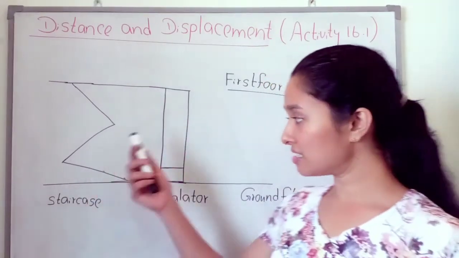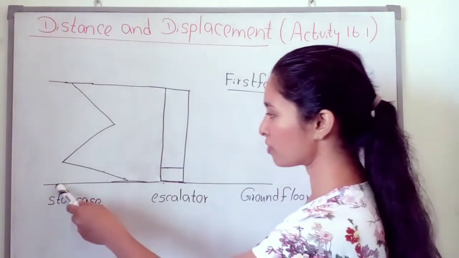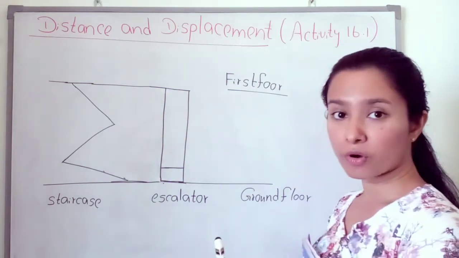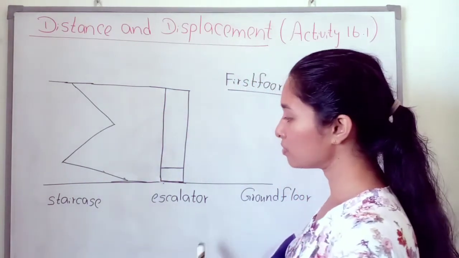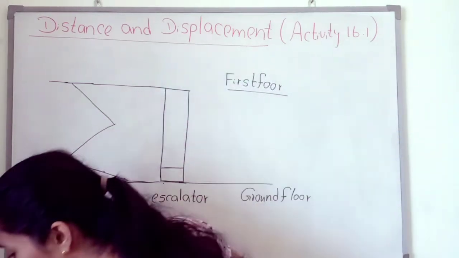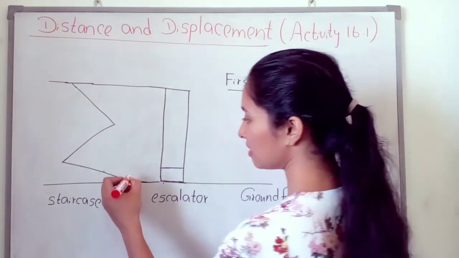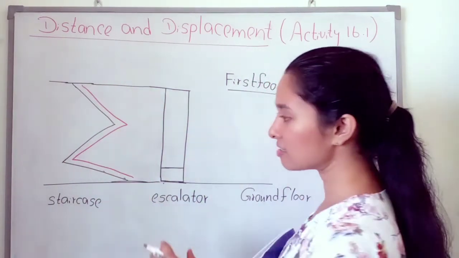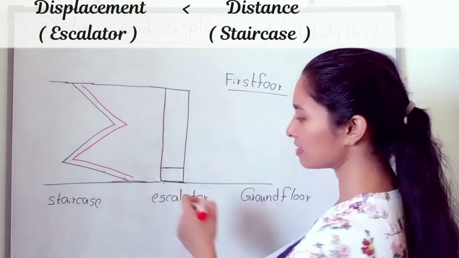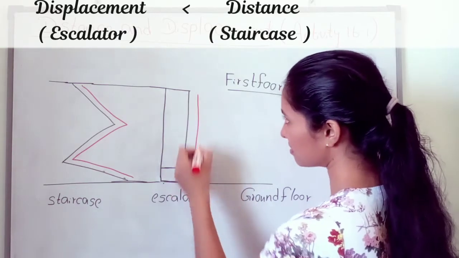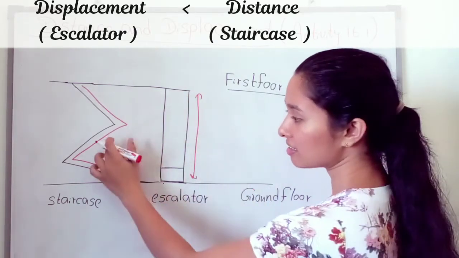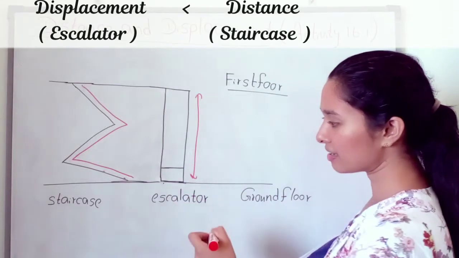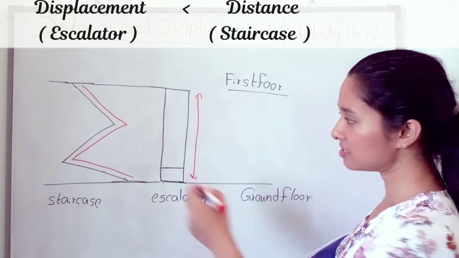Okay, think about this one. This is a building, this is the ground floor of the building and this is the first floor. To go to the first floor from the ground floor, we can use a staircase and we can also use an escalator. So here you can clearly see that the distance when we are using the staircase is longer than with the escalator. Escalator, this is the distance. So this distance is shorter than when we are using the staircase. So this is the shorter distance. And here the escalator is moving along a straight path. This is a straight path.